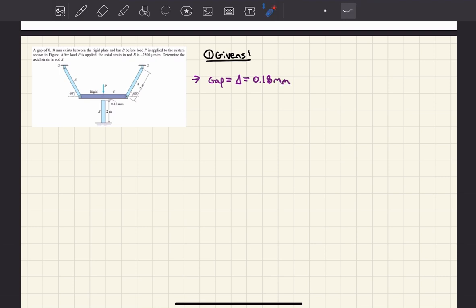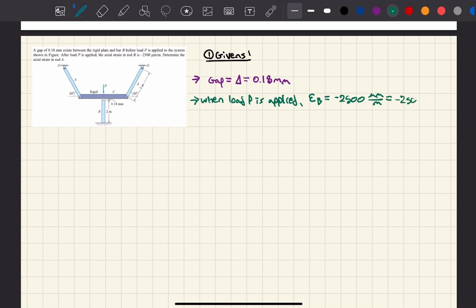We're given some more information. So when load P is applied, the axial strain in rod B is negative 2,500 micrometers per meter. We want to convert this into meters per meter. It's still unitless, but we want to convert it. So negative 2,500, and how you do that is just multiply by 10 to the negative 6. You end up with meters per meter.